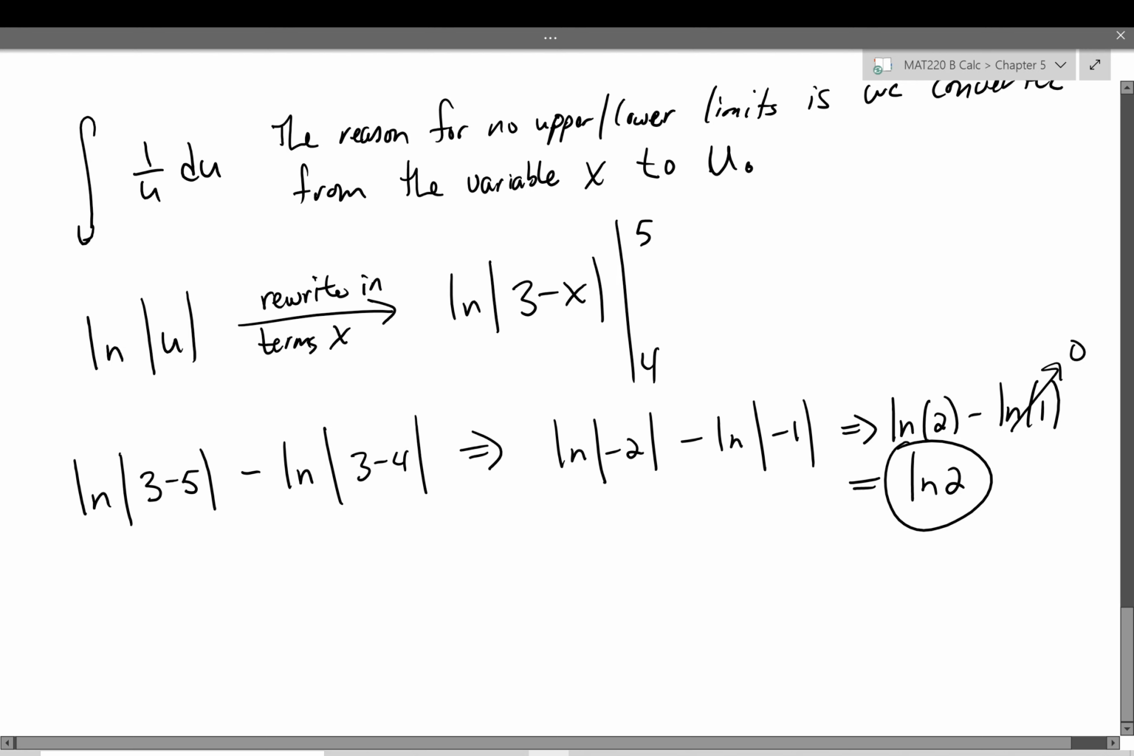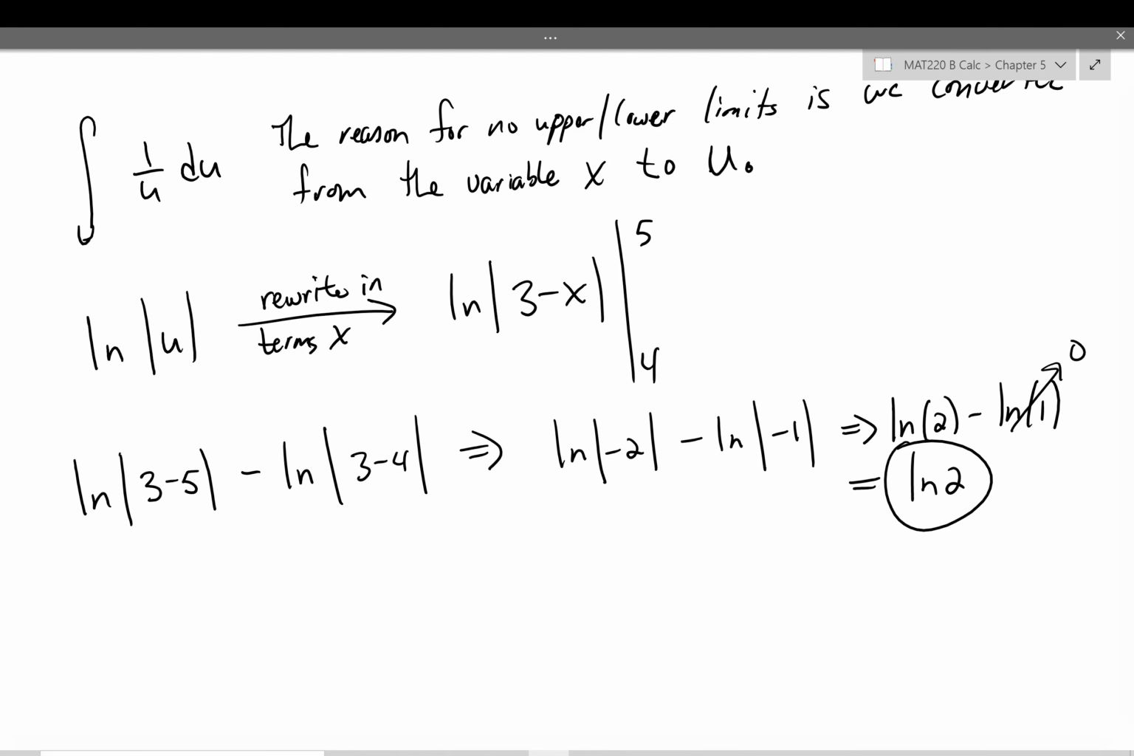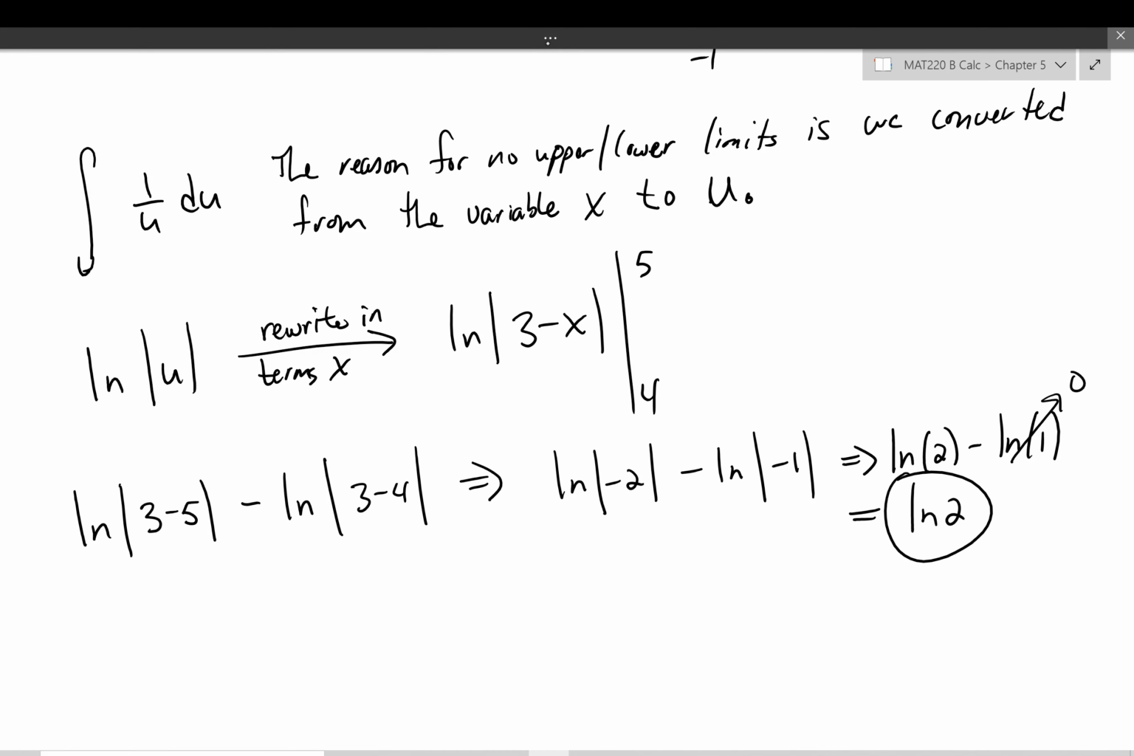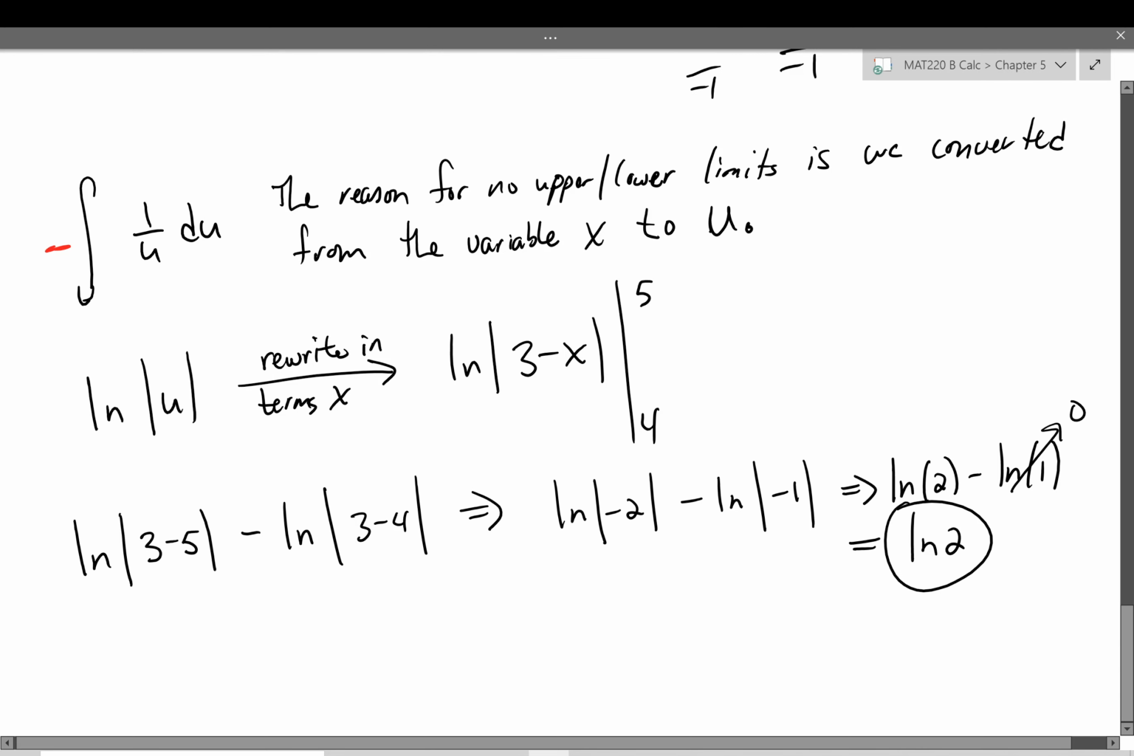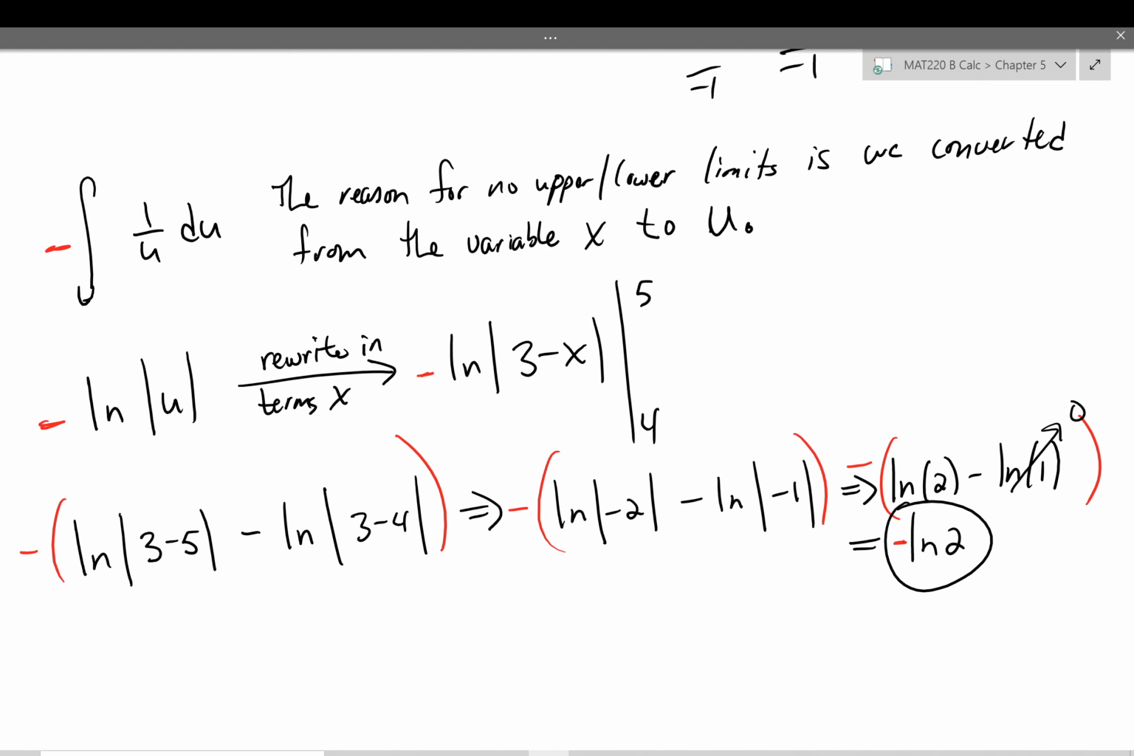Okay? Oh, I made a mistake all the way at the beginning. Here's my mistake. I'm going to throw it in there real fast. I forgot du equaled negative 1. So there's a negative here, a negative here, a negative here, which means negative, negative, negative. So my answer is negative ln of 2. All right? Really sorry about that negative mistake, but I think you could figure it out from there.